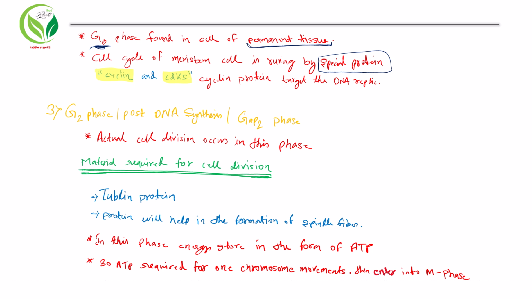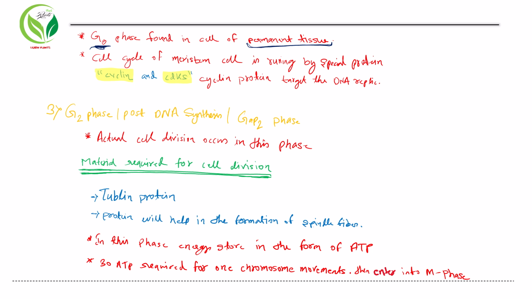Why? Because cyclin proteins target DNA replication. Get my point? Cyclin is the protein which is targeting DNA replication. And after DNA replication, what will happen? After DNA replication it enters into G2 phase. So cyclin protein triggers that DNA replication. Okay. So now we have to see the G2 phase.